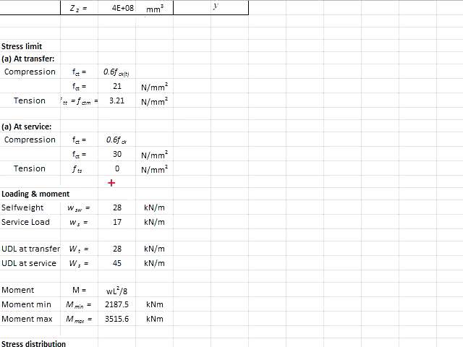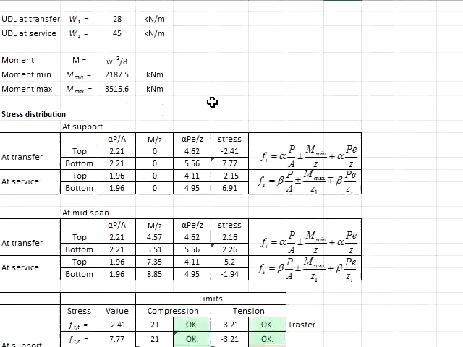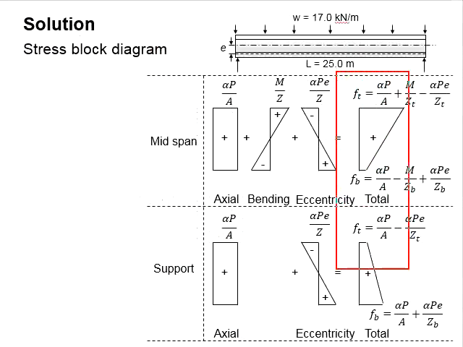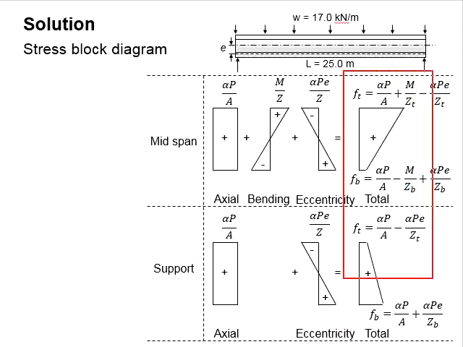Next, we calculate the moment acting on the beam. For a simply supported beam, the moment at the midspan will be WL squared over 8. Substitute this value into the equation, and you obtain the M-min and M-max. Then we calculate the stress distributions. Refer back to the stress equations here. Substitute the relevant values into the equations.